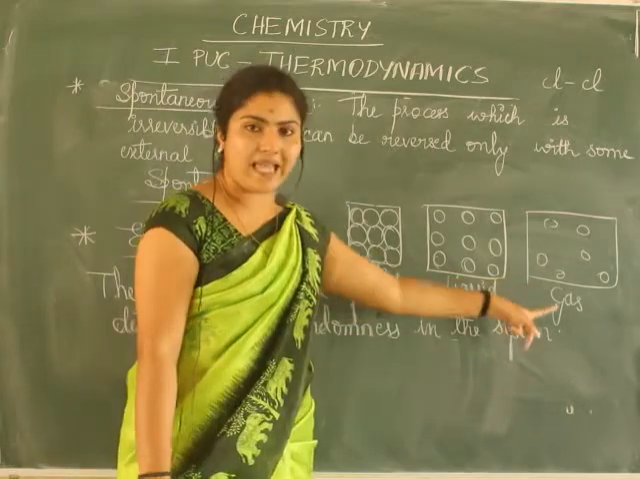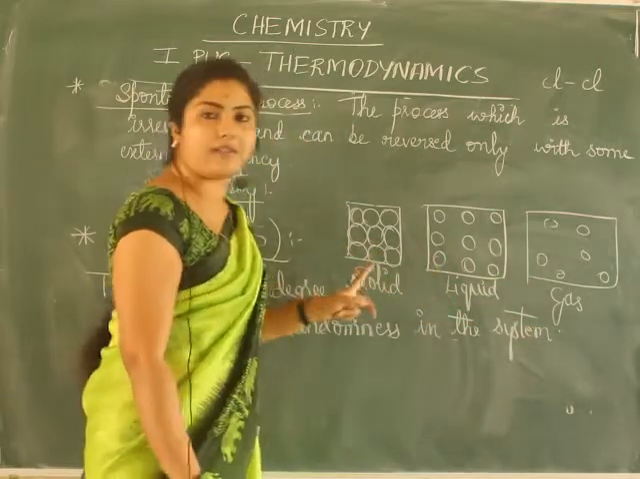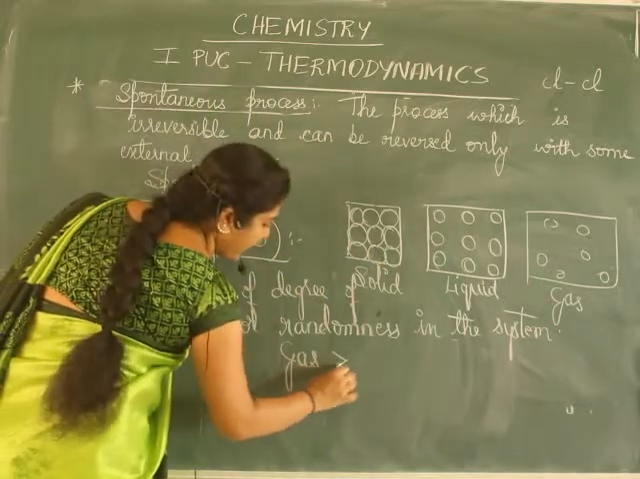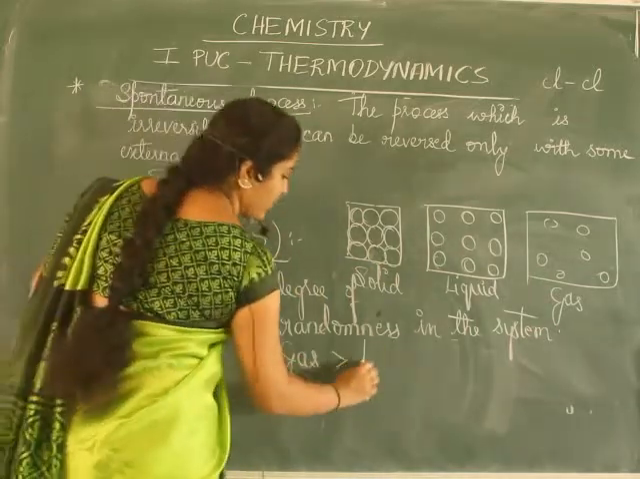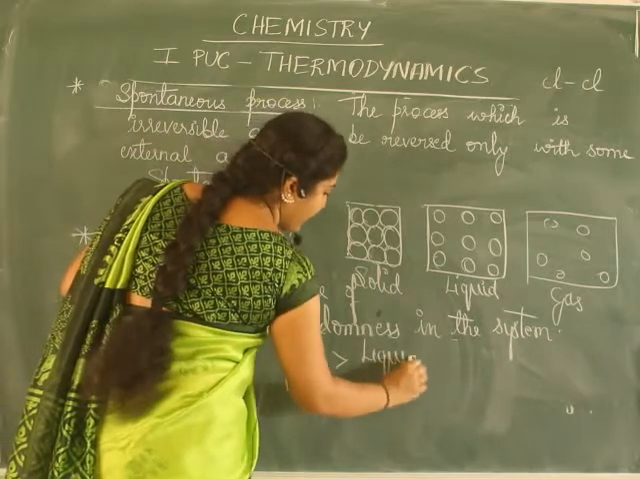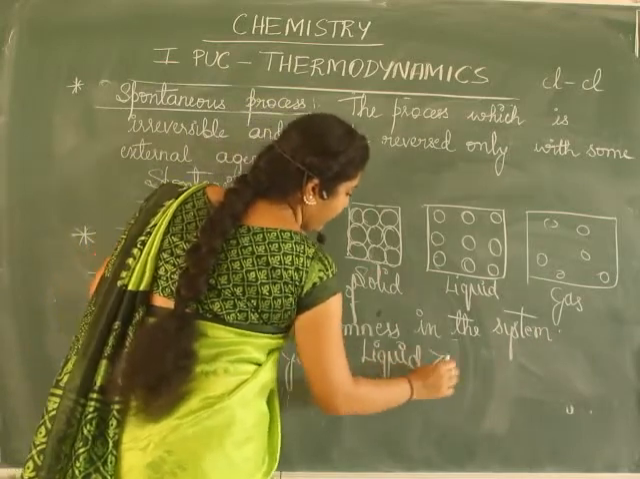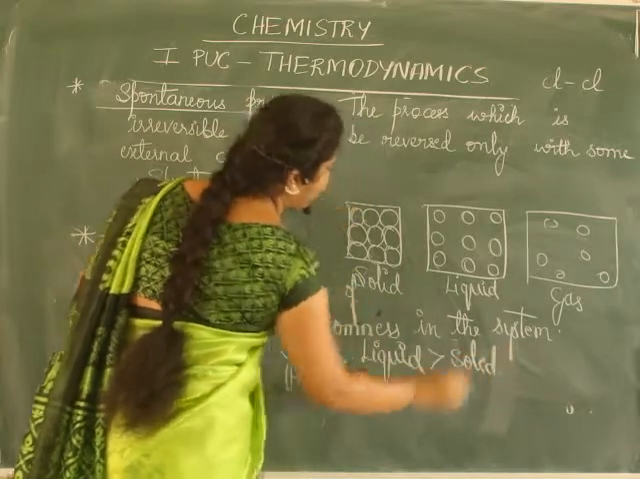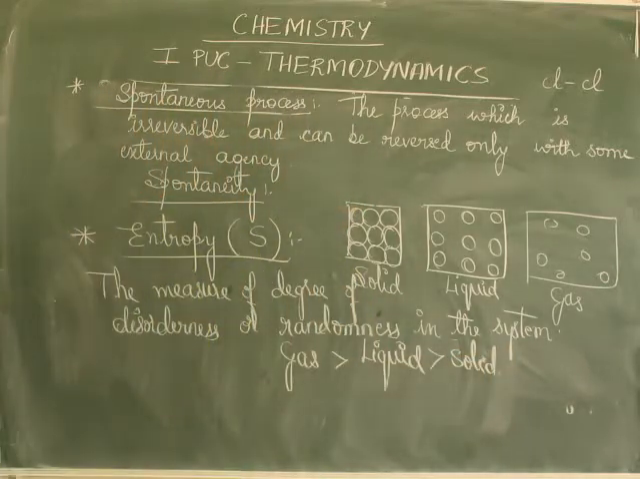Entropy is more in gases, then liquid, then solid. So in gases entropy is more, then in liquids the entropy is less, but it is more compared to solids. So you have understood what actually entropy means.